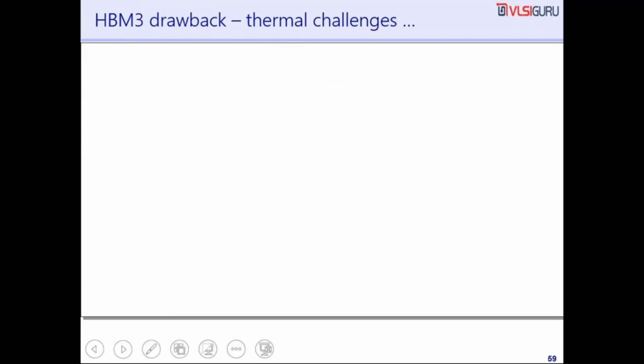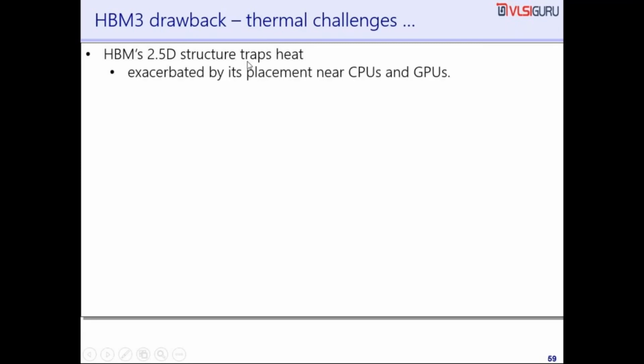One more drawback with HBM3 is the thermal challenges, because the memory is placed close by the CPU. The CPU is the one which generates the maximum amount of heat. It starts impacting the HBM3 performance. See, HBMs are a 2.5D structure, which traps the heat. What does 2.5D mean? You are placing one on top of the other, right? This is exacerbated by the placement near CPUs and GPUs.